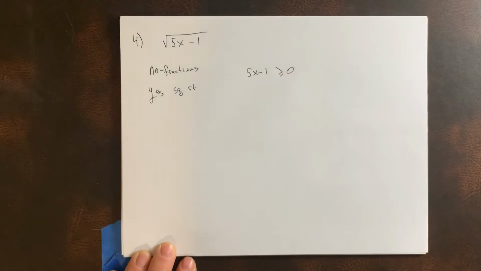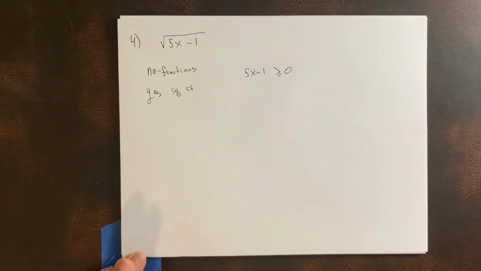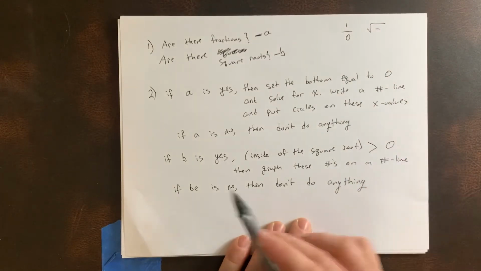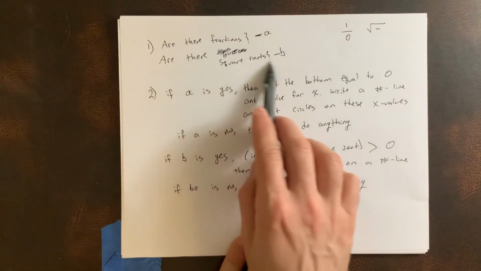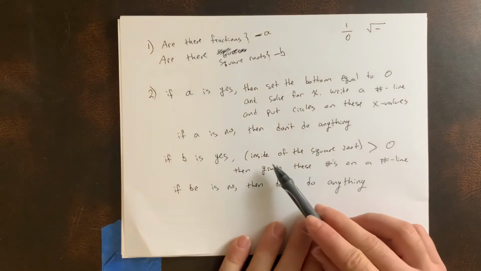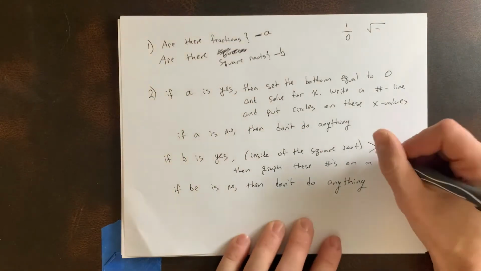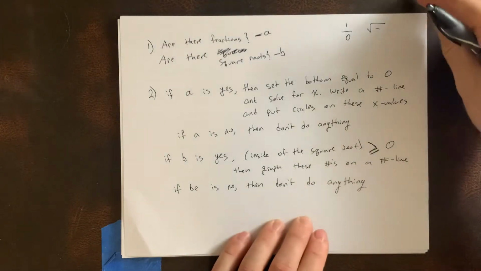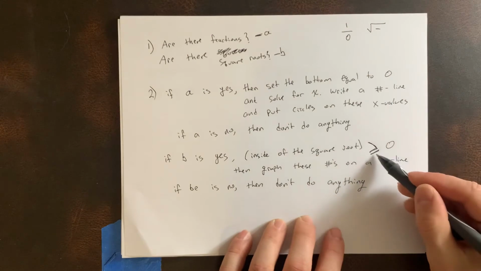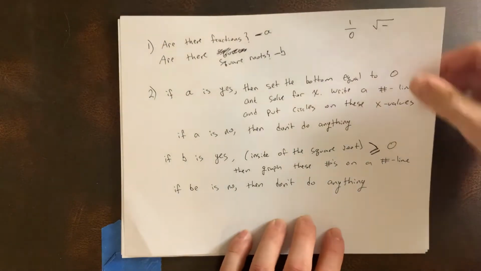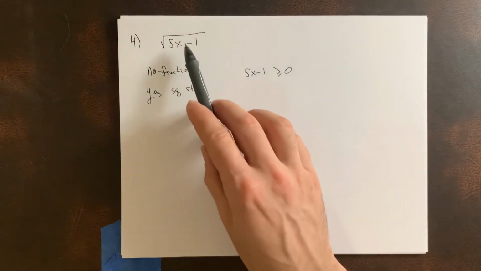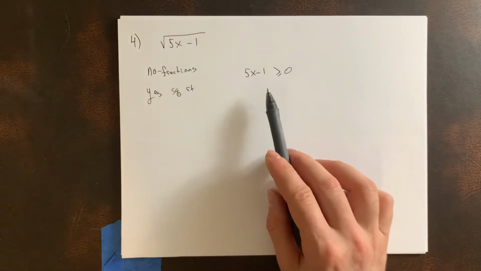Sorry, I might have made a mistake in the notes. On our first page, I wrote that we just have a bigger than sign here. So if the answer was yes, are there any square roots? We have to set the inside of the square root bigger than or equal to 0. So this needs to be a bigger than or equal to sign, not just a bigger than sign. So set the inside of the square root bigger than or equal to 0.